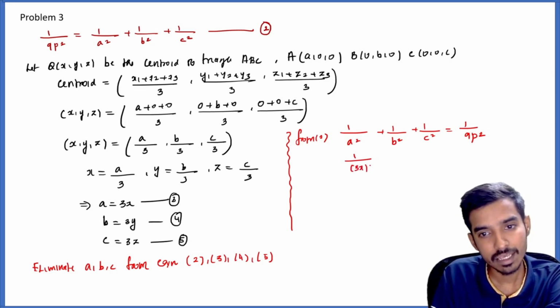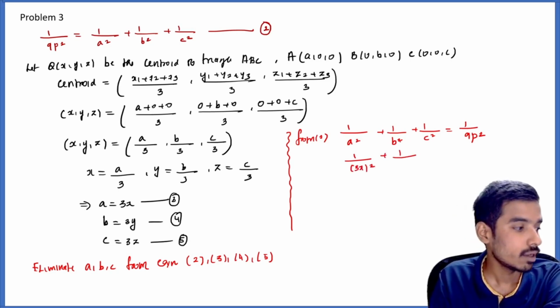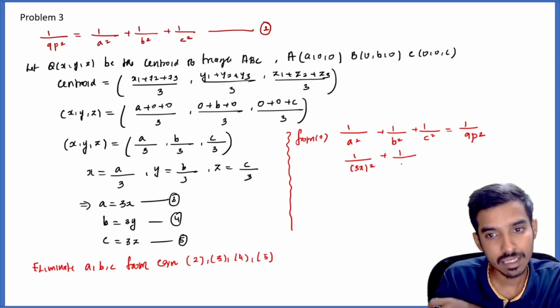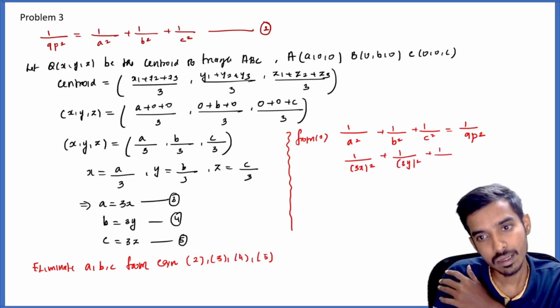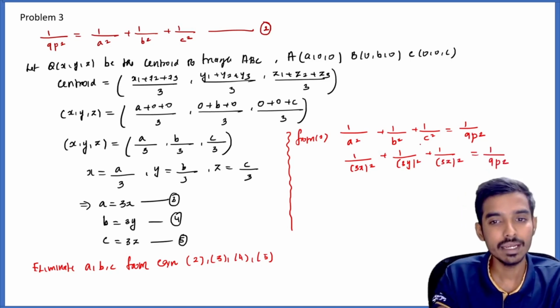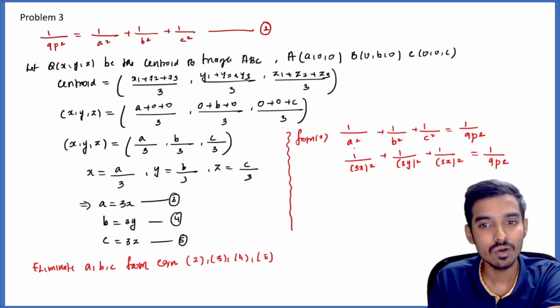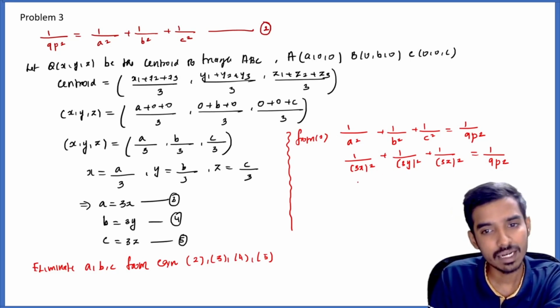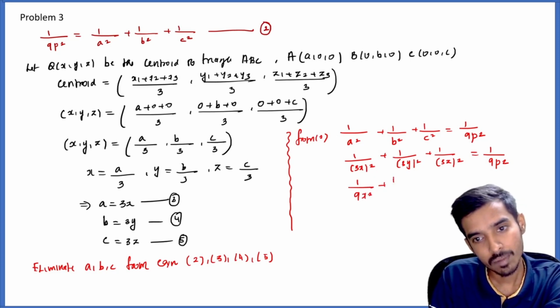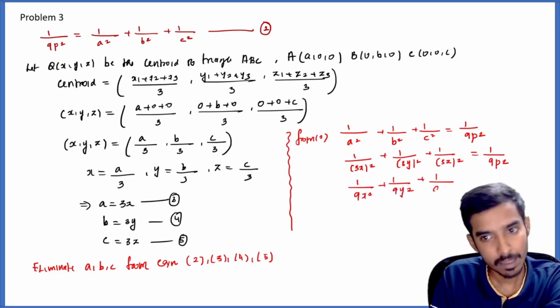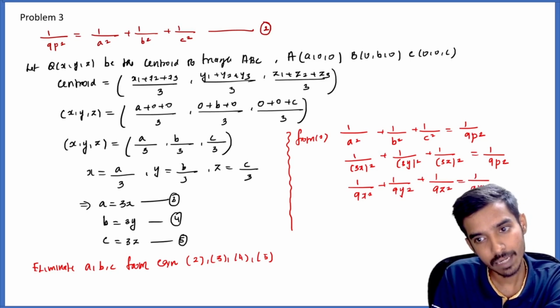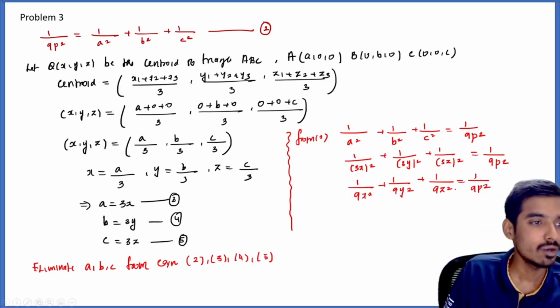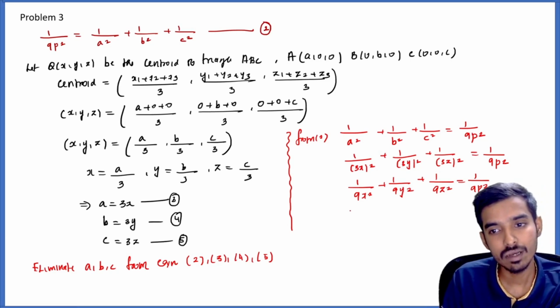So we have 1 by 3x whole square plus 1 by 3y whole square, since b is 3y, plus 1 by 3z whole square is equal to 1 by 9p square. Now just reciprocate and you'll get the required locus. If not, you can take the 1 by 9 outside. So here we have 1 by 9x square plus 1 by 9y square plus 1 by 9z square is equal to 1 by 9p square. Take 1 by 9 outside and cancel it out.